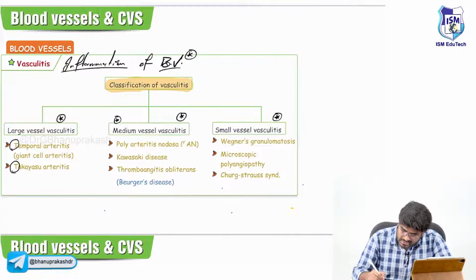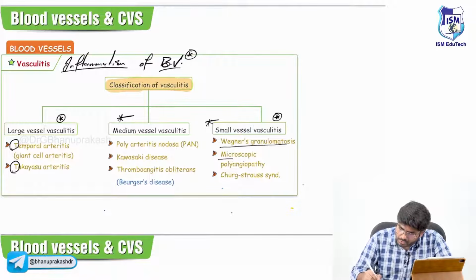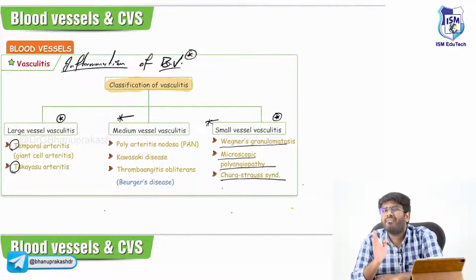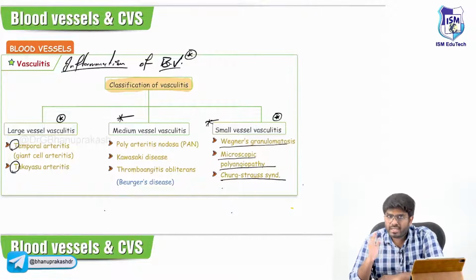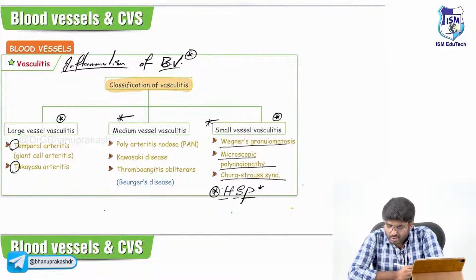Now small vessel vasculitis. What are the examples of small vessel vasculitis? The small vessel vasculitis includes Wegener's granulomatosis, microscopic polyangiitis, and Churg-Strauss disease. What are the three small vessel vasculitis? Wegener's granulomatosis, microscopic polyangiitis, and Churg-Strauss disease, as well as one more, Henoch-Schönlein purpura. It is also coming under small vessel vasculitis.